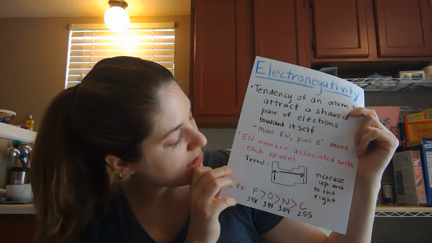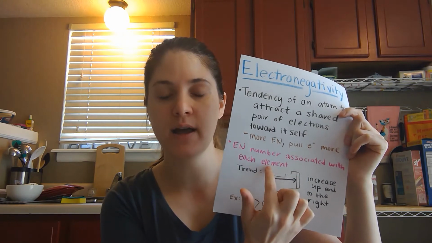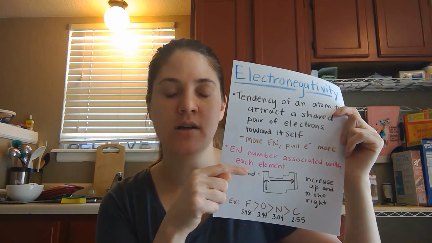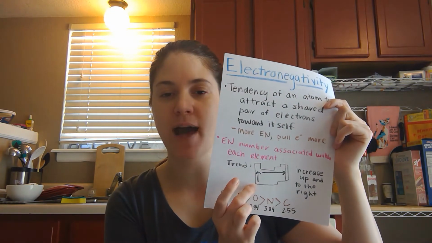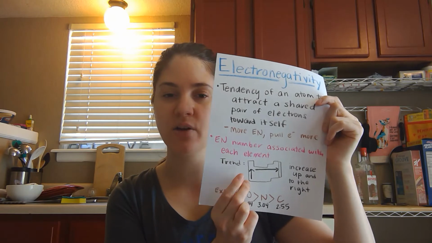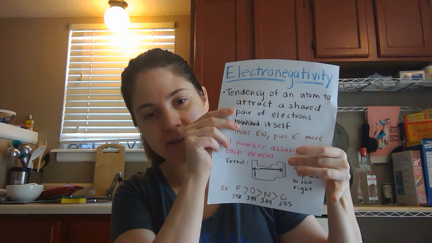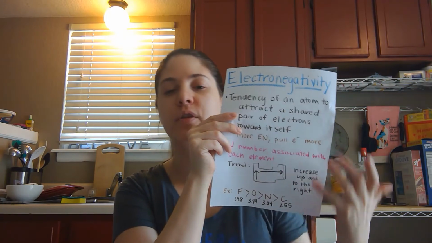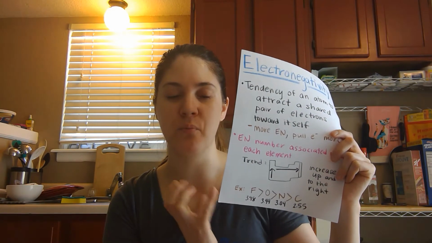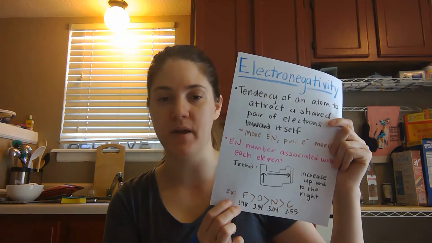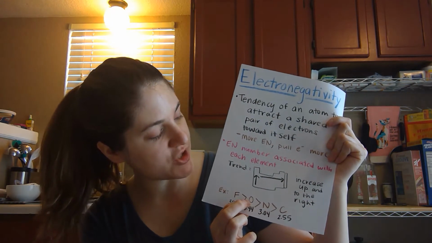But roughly the trend is that electronegativity increases as you go up the periodic table, and it also increases as you go across towards the right on the periodic table. So atoms down here in the lower left-hand corner are the least electronegative atoms, and atoms up here in the upper right-hand corner are the most electronegative atoms, with fluorine being the absolute most electronegative atom on the periodic table. I have some examples listed: carbon, nitrogen, oxygen, and fluorine.